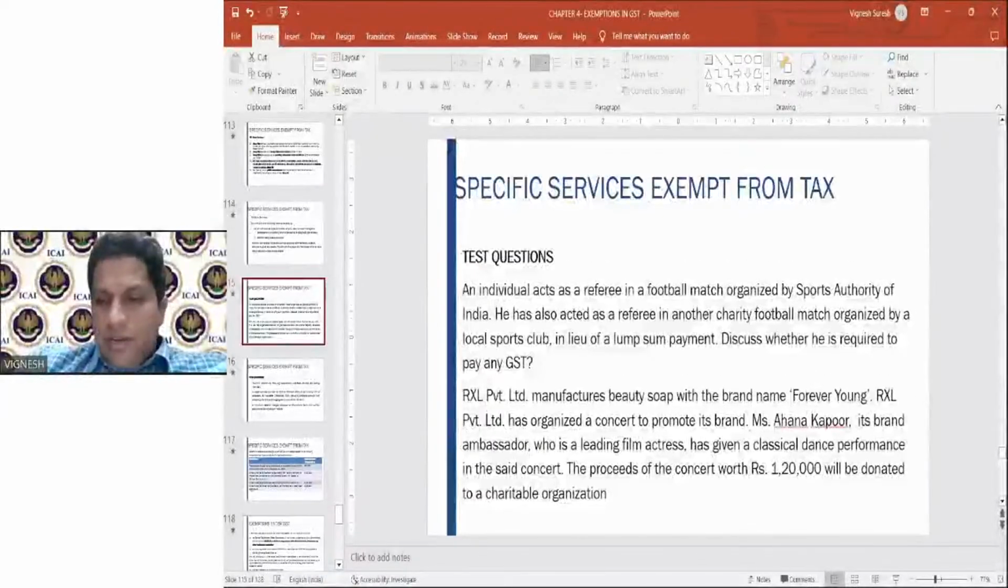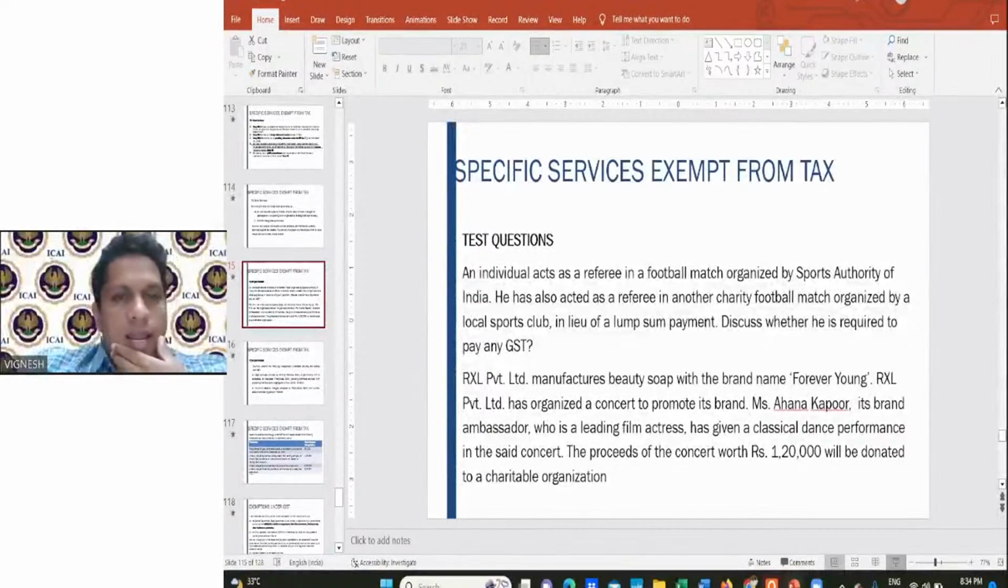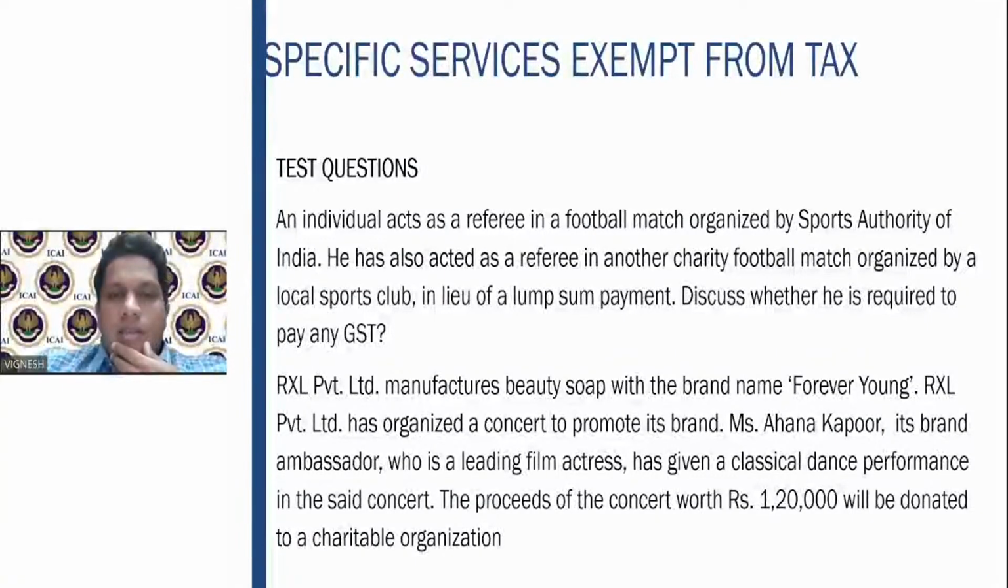An individual acts as a referee in a football match organized by the Sports Authority of India. He has also acted as a referee in another charity football match organized by the local sports club in lieu of a lump sum payment. Discuss whether he is required to pay any GST. Okay, exemption is given only if the umpire, referee, or player directly provides the services to the recognized sports body. Therefore, in the first situation, he provides the service to the Sports Authority of India. So therefore, it is exempt.